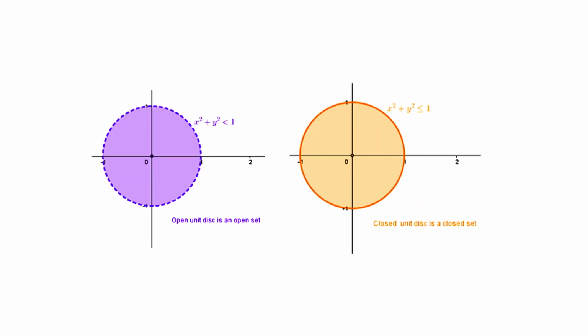The open unit disk given by the inequality x square plus y square strictly less than 1 is an open region, while the closed unit disk given by the inequality x square plus y square less than or equal to 1 is a closed region. Boundary of both these disks are the same curve, the unit circle x square plus y square is equal to 1. The plane itself is an open set, but it has no boundary.